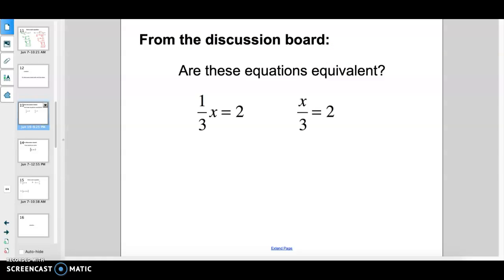As we mentioned before, fractions are just a tricky part of math. So in the discussion board, one of your options was to answer this question: are these two equations equivalent? So the answer is yes, they are equivalent.